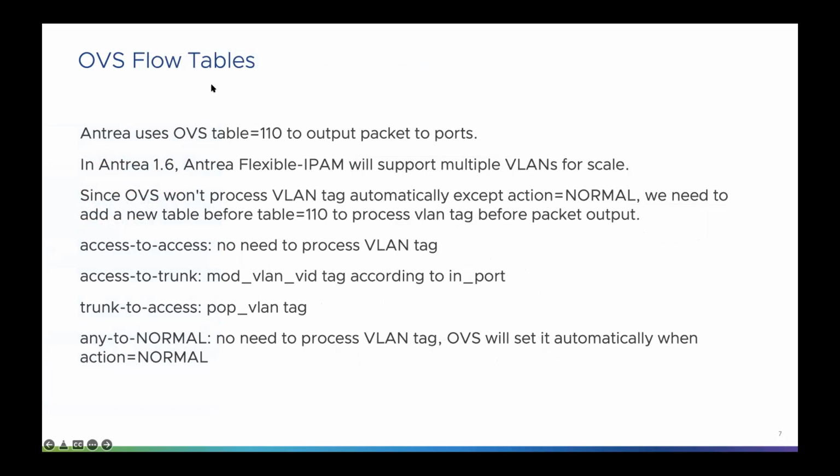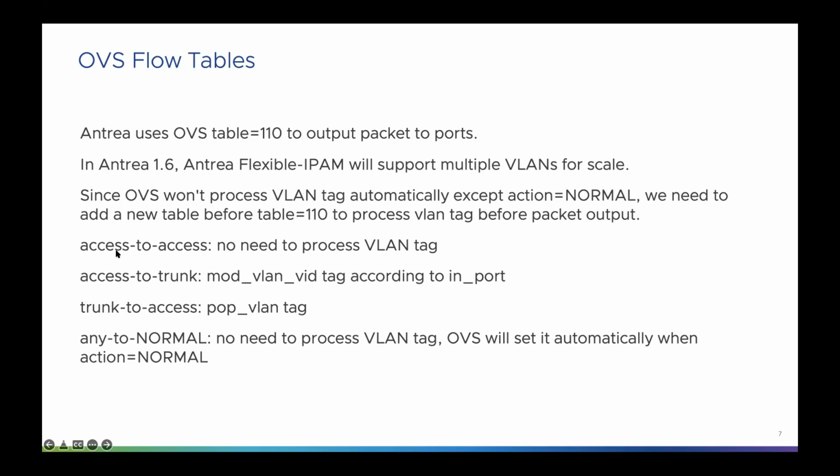Next is OVS flow tables enhancement. Because Antrea uses OVS table 110 as the output table to output packets to OVS ports. And if we want to add multiple VLAN support, since OVS won't process the VLAN tag automatically if we specify the output port, we need to add a new table to process this before the output table.